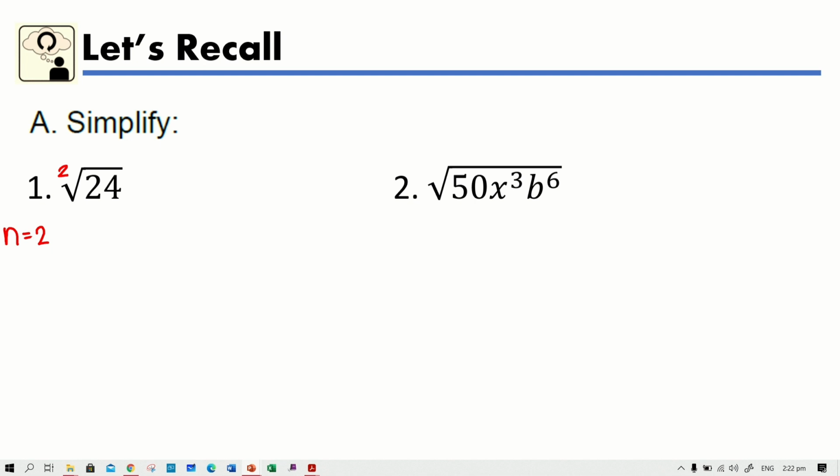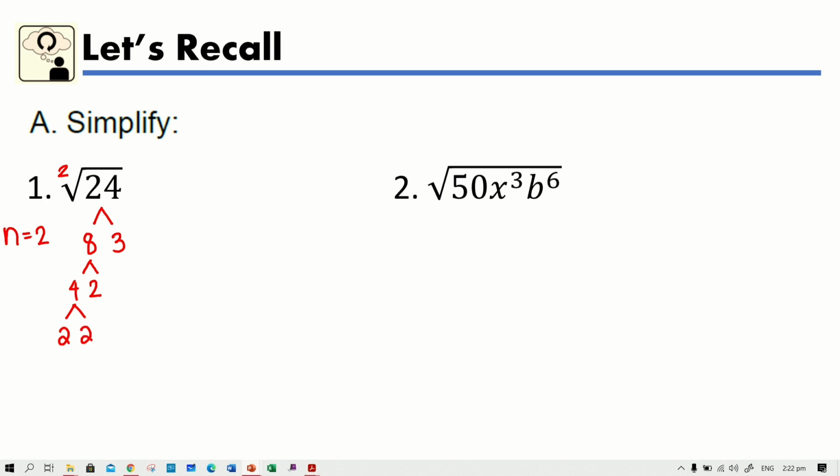Now, next step is we will apply prime factorization. We're going to look for a factor of 24. You can use other factors as long as the product is 24. Here, I'm going to use 8 multiplied to 3. Next is we factor 8 and we know that is 4 times 2. And 4 has a factor of 2 times 2.